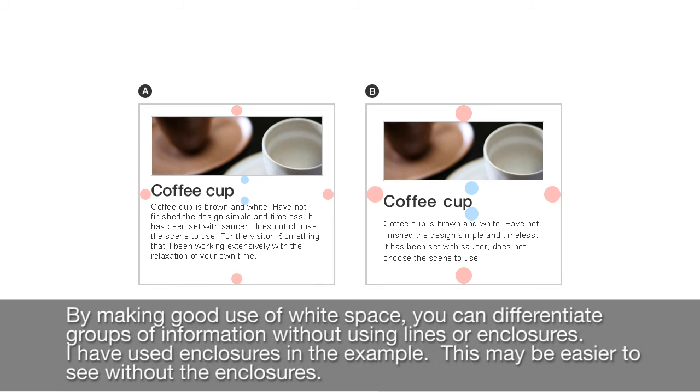By making good use of white space, you can differentiate groups without using lines or enclosures. I have used enclosures as an example. This may be easier to see without the enclosures.